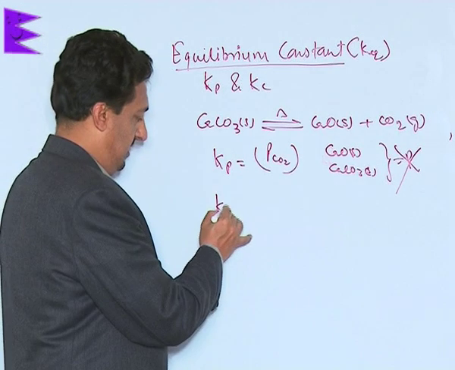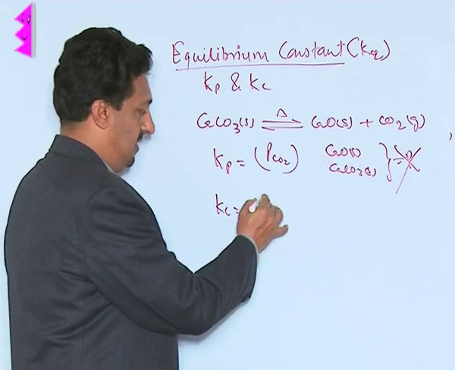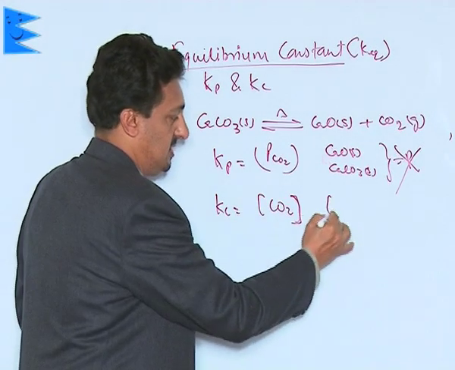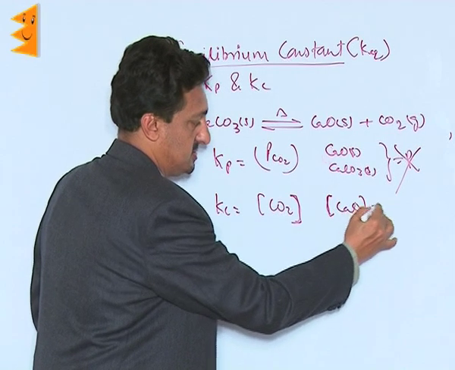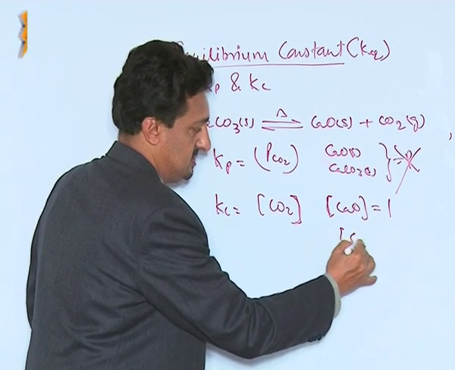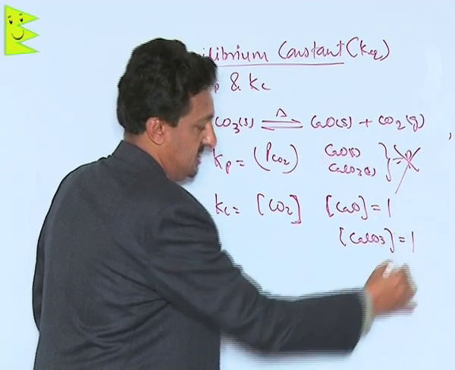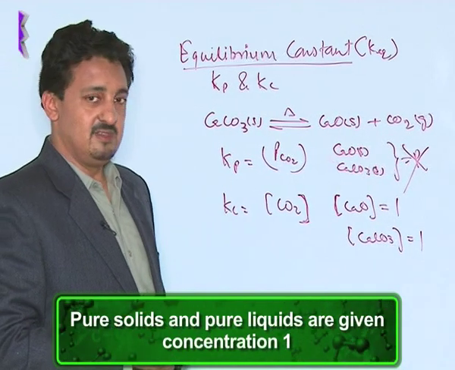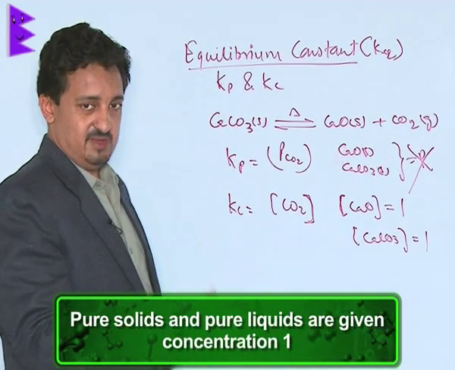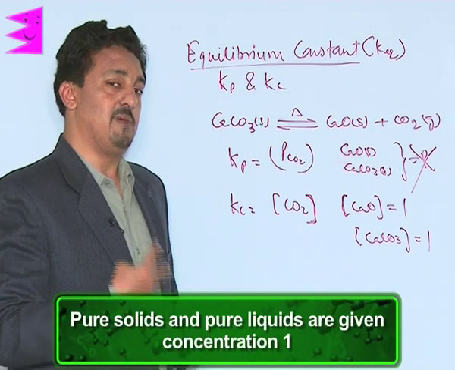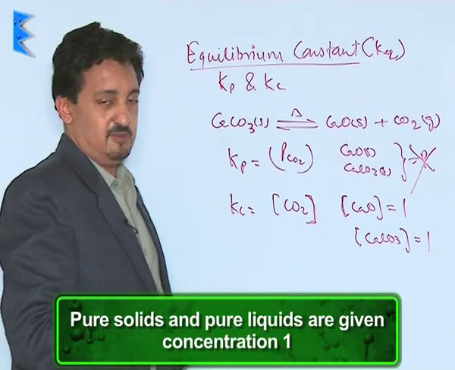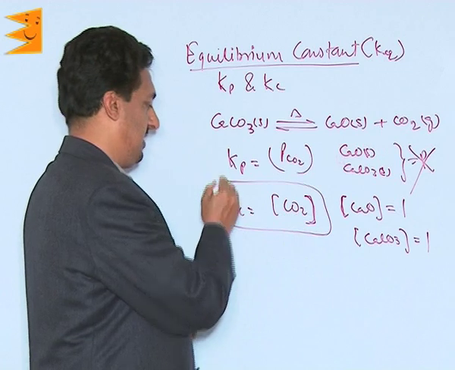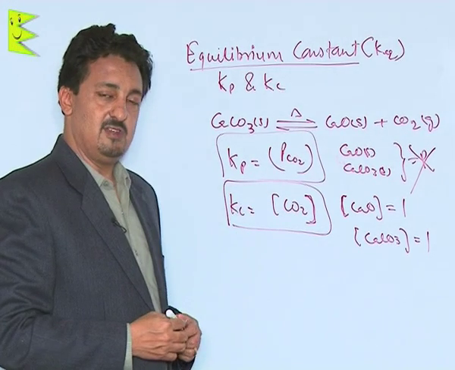Also, if somebody asks what will be its Kc, it will be only the concentration of CO2, because the concentration of calcium oxide is taken as 1, the concentration of CaCO3 is also taken as 1, because pure solids and pure liquids are given concentration 1 because they cannot be expressed. The concentration needs to have a binary system which these pure substances can't have. So they are always given the value 1. So this is the expression in terms of Kc and this is the expression in terms of Kp.